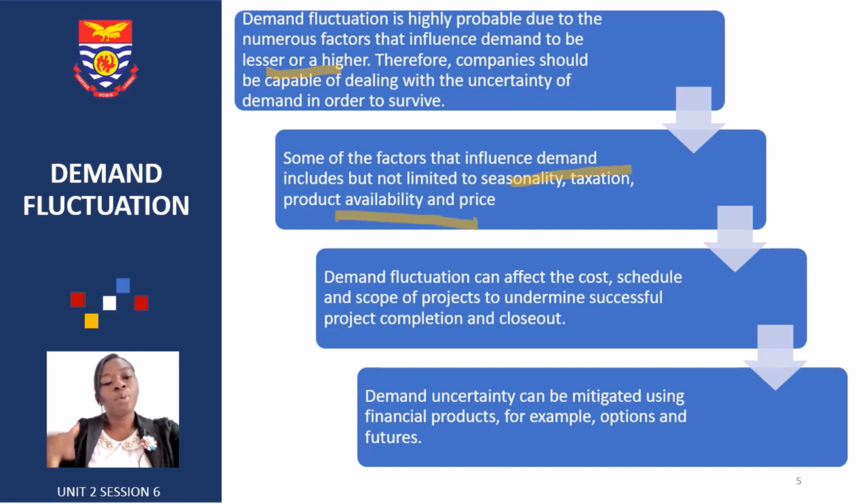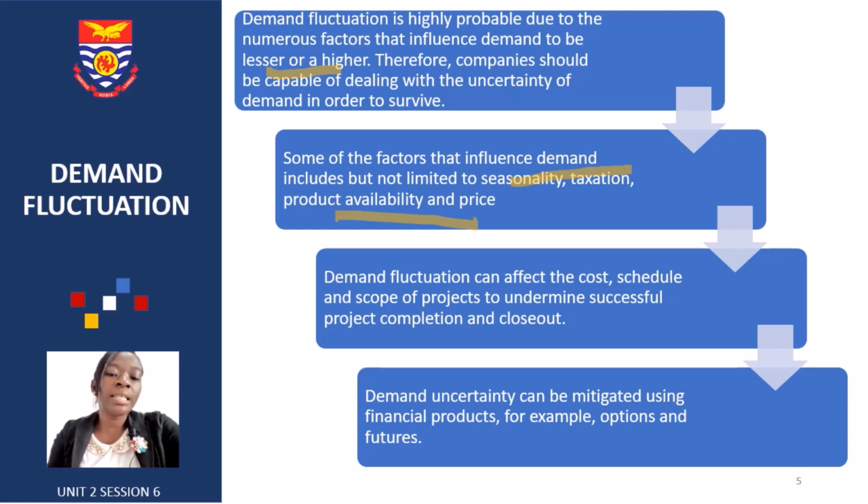If you are doing a new product launch or introducing a new product into any market, some of these things can affect it. Sometimes the season may not be the best for the product you are introducing into the market, and so you realize that the project will not be too productive. Sometimes the taxes, the product availability, and the price may affect demand. Demand may just drop or be very high. And so demand fluctuations affect not just the cost, but also the scheduling, which is the time issues, and then the scope of the project, which can also affect the success or the failure of the project.